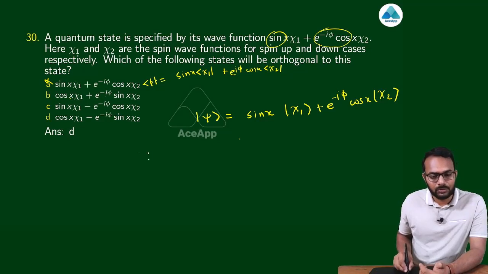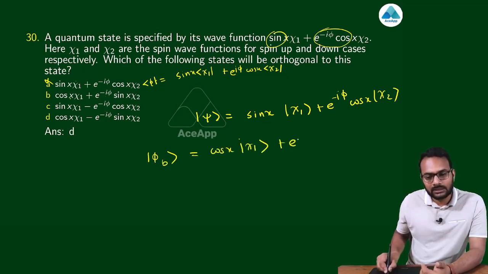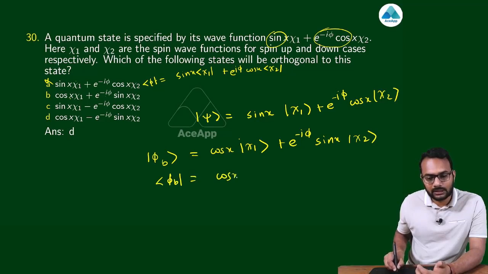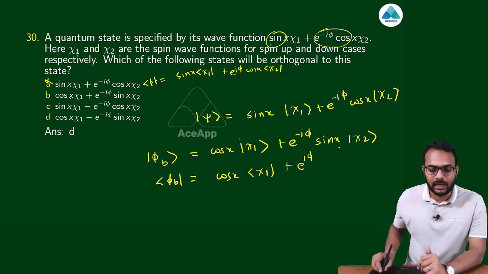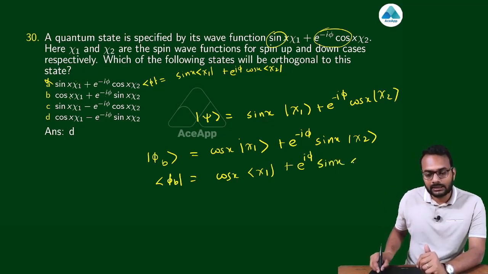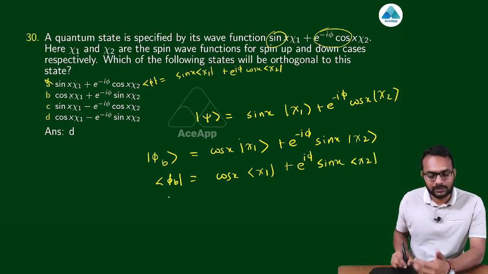Okay, now phi 2. Suppose we take phi b, because it's option b. Phi b is equal to cos x chi 1 plus e raised to minus I phi sin x chi 2. All right. So the corresponding bra is like this. We take the complex conjugate, and the corresponding bra here has plus e raised to I phi. Taking the complex conjugate, e raised to minus I phi becomes e raised to I phi, and the rest is sin x chi 2. Okay, just for us to be clear.